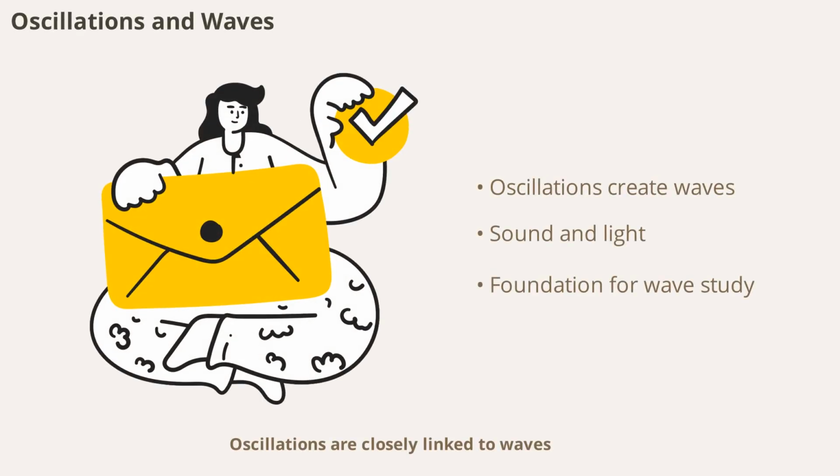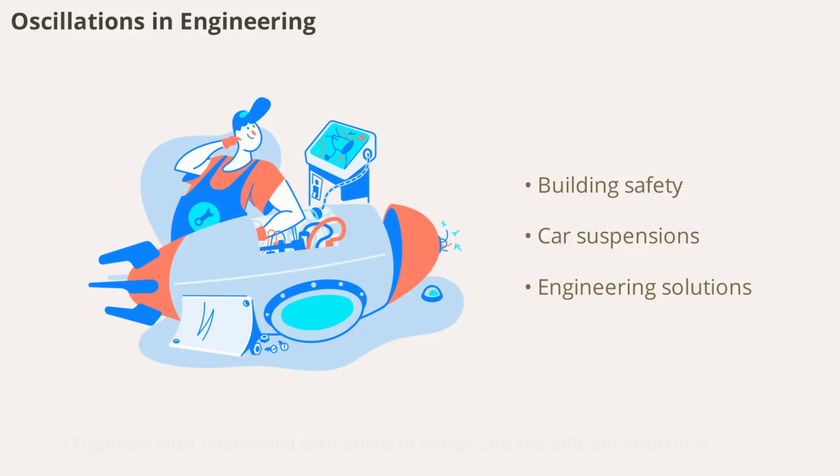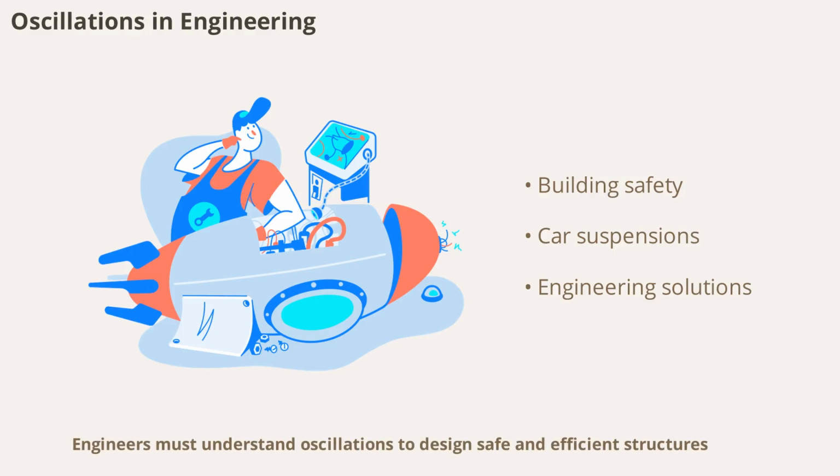Oscillations are closely linked to waves. When oscillatory motion is transmitted through a medium, it creates waves, like sound traveling through air or ripples on water. Understanding oscillations is the first step to mastering the study of waves, which are essential in fields like acoustics, optics, and telecommunications. Engineers must understand oscillations to design safe and efficient structures.